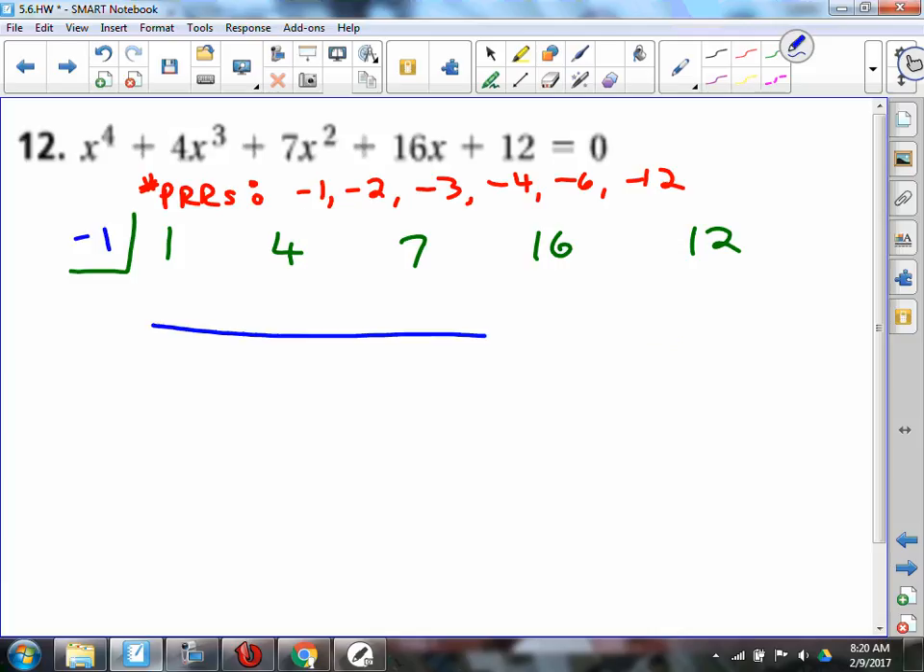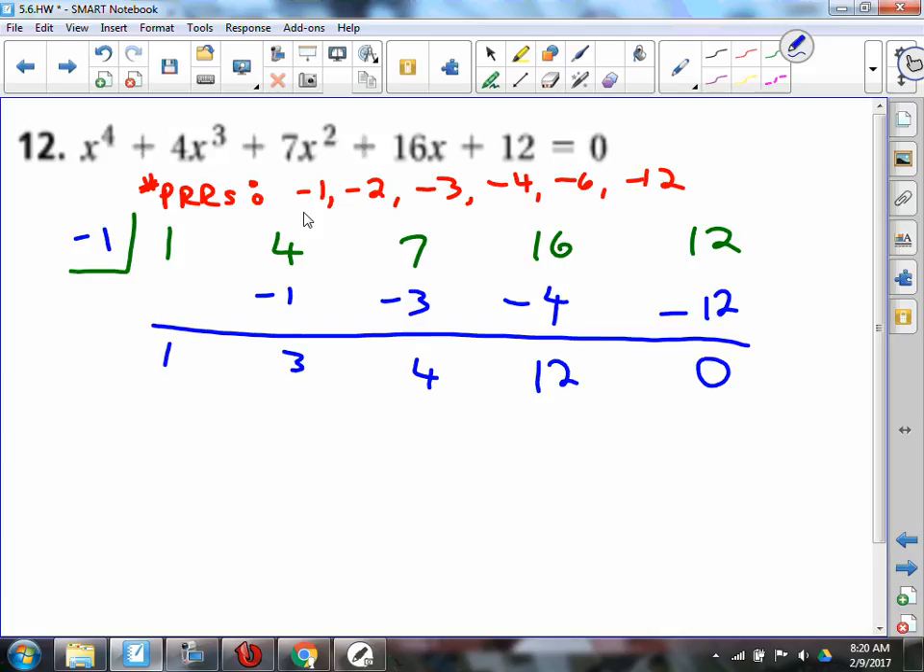-1, here we go. Oh man. You see how much time I saved myself? Because I probably would have tried 1 first. So I just saved myself 1 synthetic division.